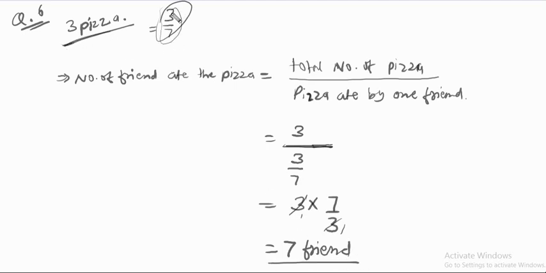If one friend eats 3 by 7 part of a pizza, then 7 friends will eat these 3 pizzas, right? So our answer is 7 friends.